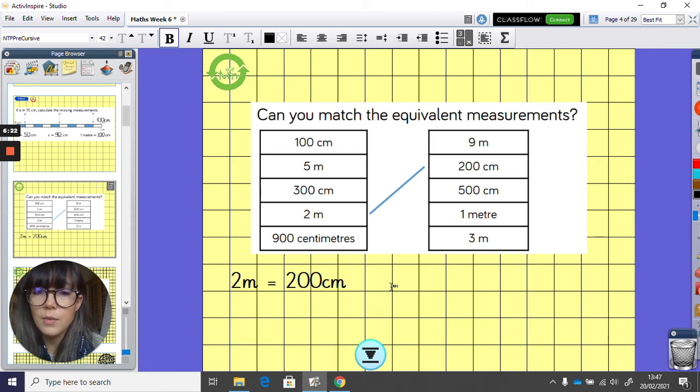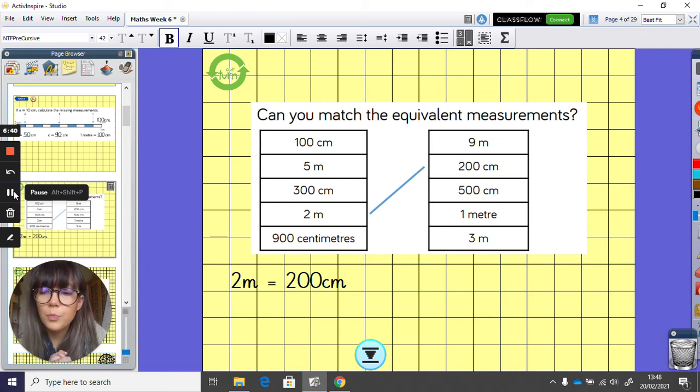So what I'd like you to do is match the equivalent measurements. So on one side, they're in metres, and then on the other side, they'll be in centimetres, okay? There are a couple that are trying to trick you. Have a little go, pause the video here, and then we will go through. So you should have paused the video there, and I'm going to go through the answers now.